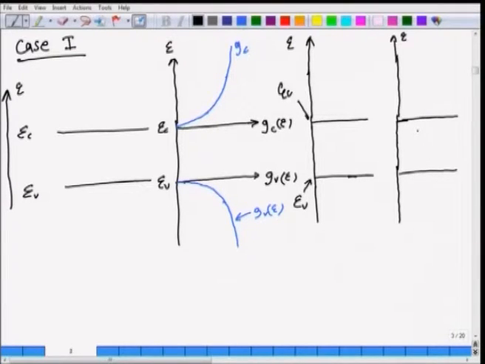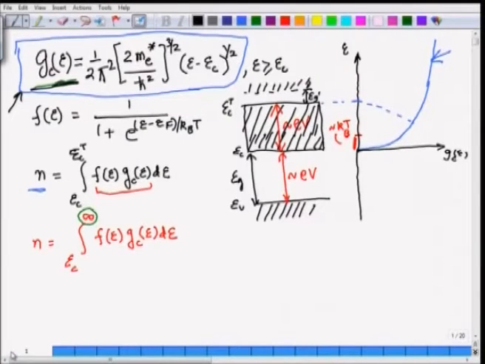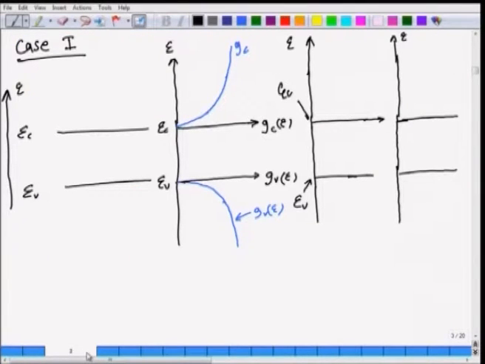What do I want to plot here? On this axis, I am going to plot this function, and on another plot, I am going to plot this product. So this is my strategy. I want to plot this function f of E. So let us do that. Let us plot f of E right here for you.